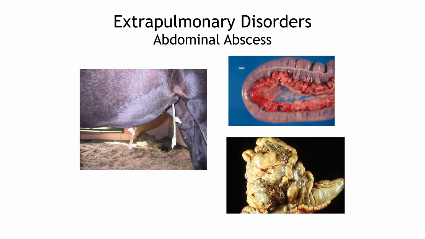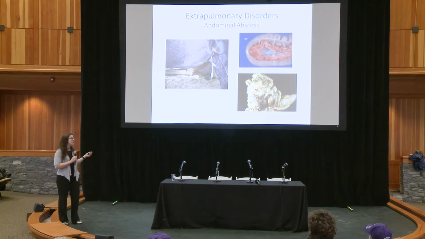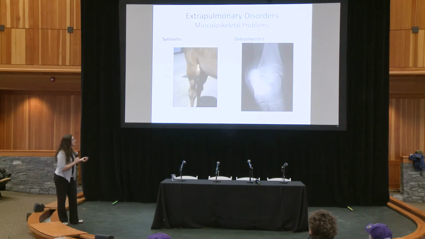This foal had a giant single mesenteric lymph node abscess that we had to drain in through the side. But the problem with these abscesses is they get very, very sticky, and the intestine sticks to the abscess, and they can have colic as a result. And this is not easy to treat.